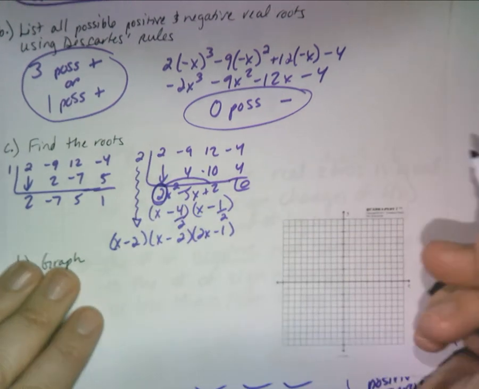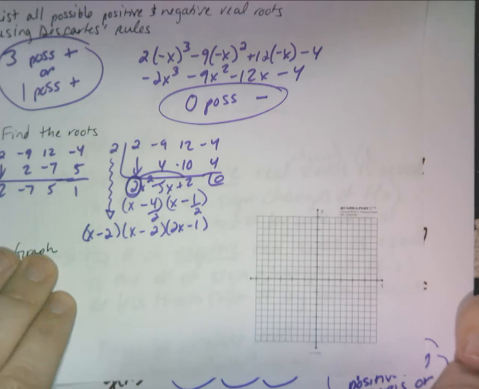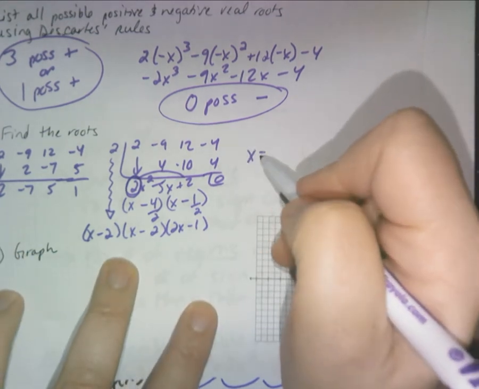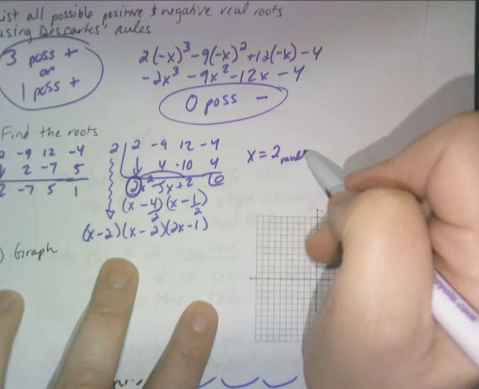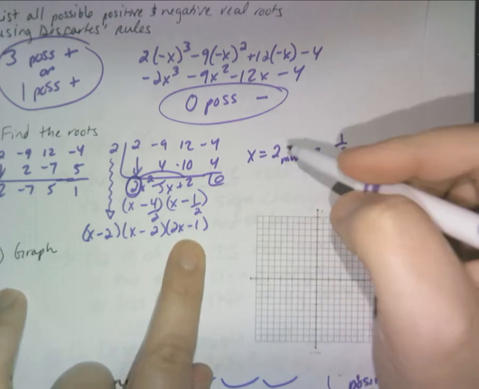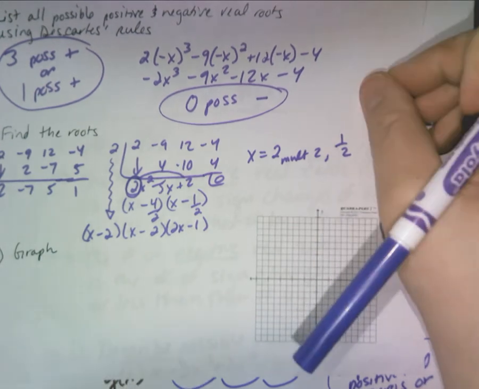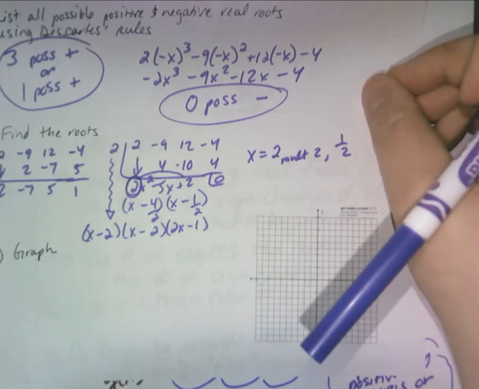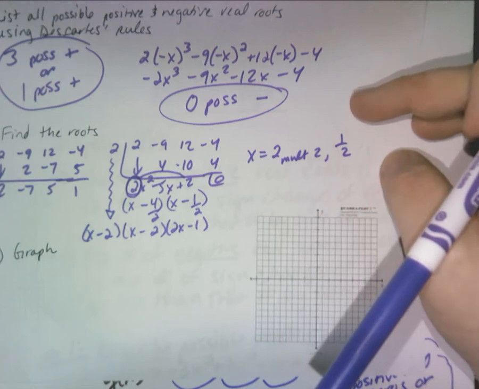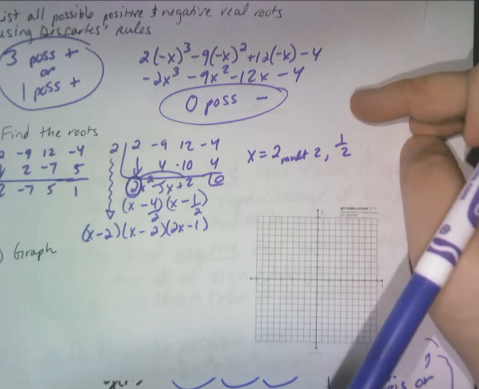So tell me what that says about our graph right here. Which was root 2. So I have roots at 2 with a multiplicity of 2 and 1/2. That means at 2, I am going to touch. At 1/2, I'm going to cross through. Okay? So again, I'm doing this all without a calculator, as are you right now.